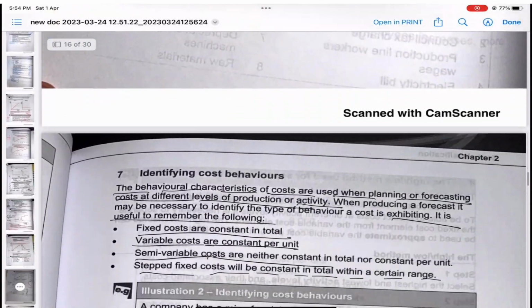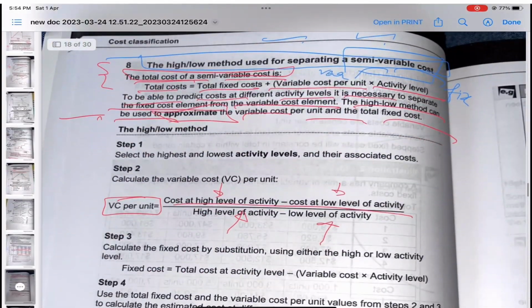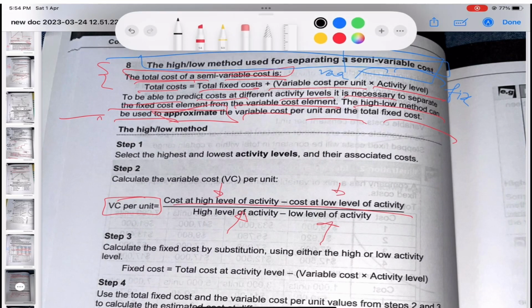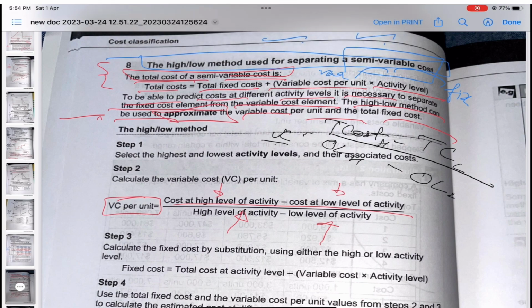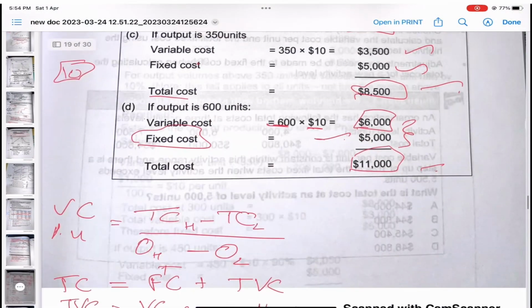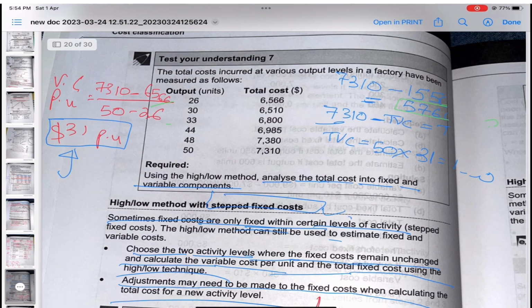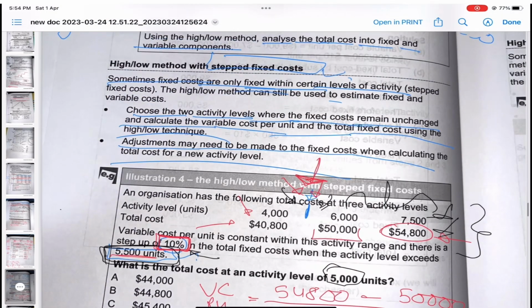And then we also started with the high-low method. What was the formula of the high-low method? The variable cost per unit will be derived as total cost at high level minus total cost at low level, divided by output level high minus output level low. By doing this, we used to get the variable cost per unit. And then this is the test your understanding we did.